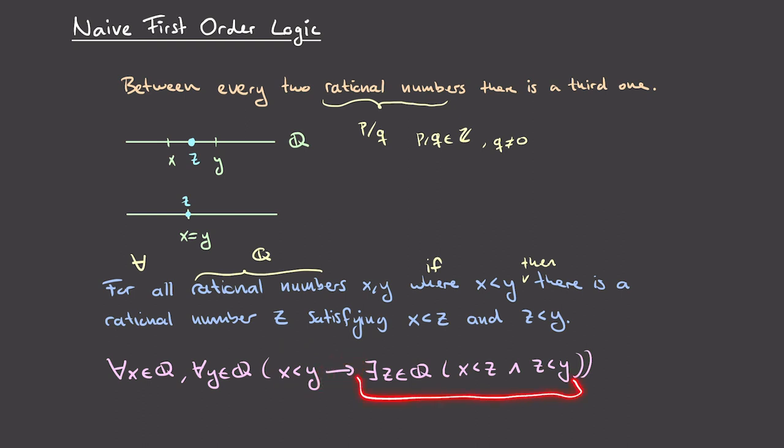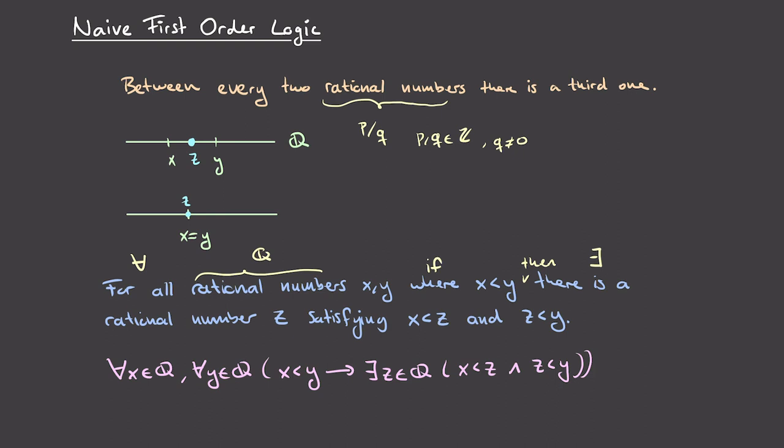And this thing is saying that there exists a rational number z. So that is the same as there is a rational number z. Here we have an existential quantifier, which means that there exists at least one such number. And we write this symbolically with this inverted E. And this z satisfies certain properties, namely that x is strictly less than z, and, this is the logical connective, and also z is strictly less than y. Okay, so I hope you can see how this translation happened.